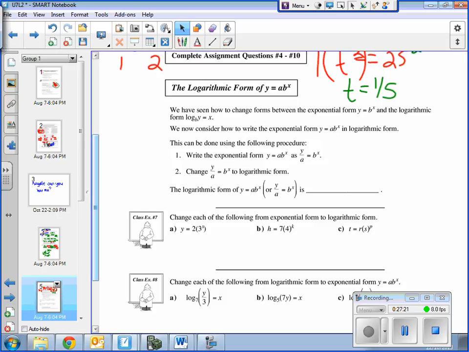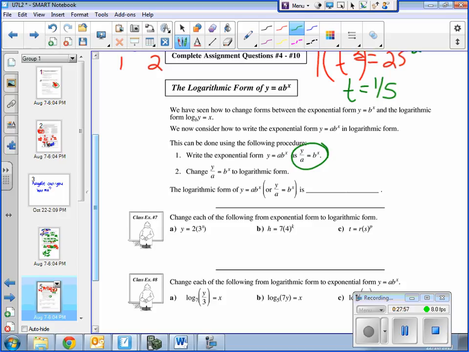Okay, so it's just saying what we've already done. The logarithmic form of y equals a times b to the x, or y over a equals b to the x. So this is now just throwing in an a value. If I have my a value, my constant number, I can divide both sides by a. So y divided by a is equal to b to the x. Is everyone okay with that? All I did was divide by a.